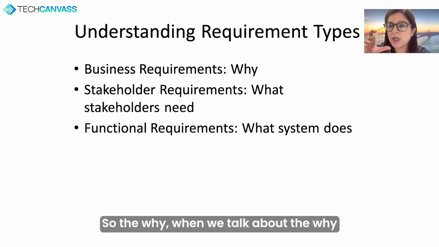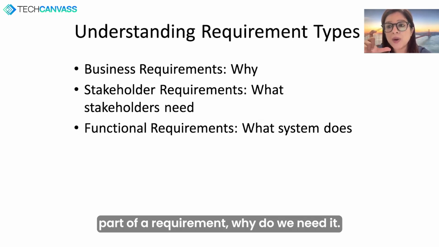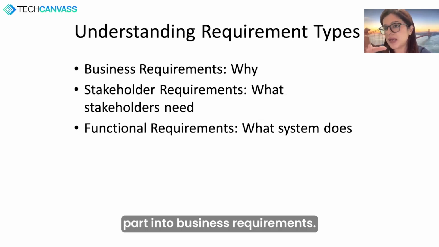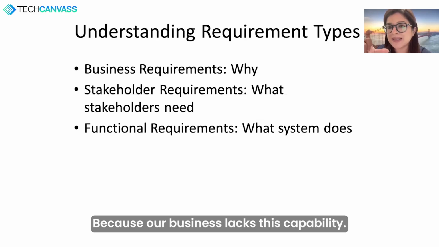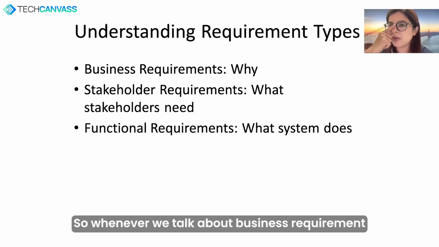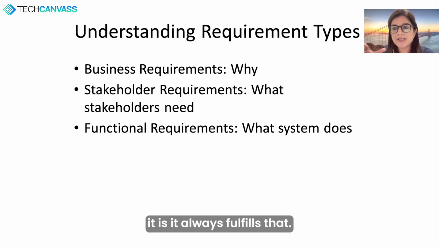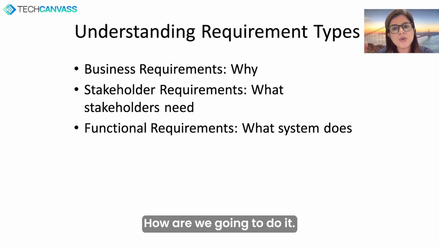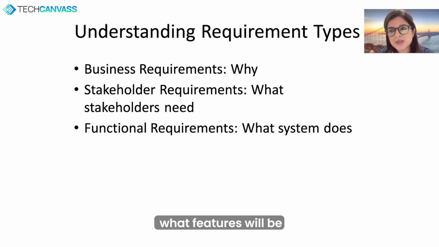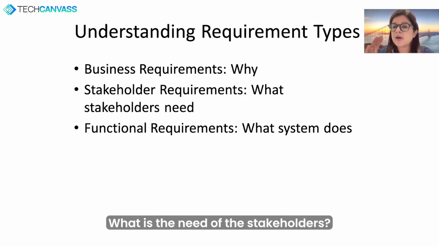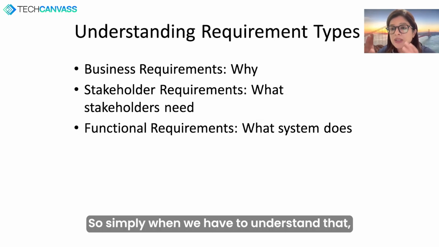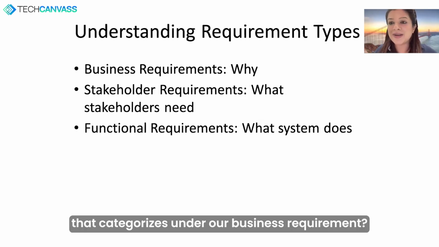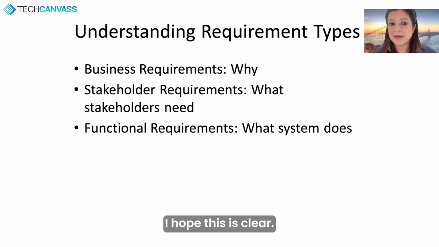So when we talk about the why part of a requirement, why do we need it, we always categorize the why part into business requirements. Why do we need this? Because our business lacks this capability. Whenever we talk about a business requirement, it always states that so and so capability is required. How are we going to do it, what features will be added into the system, what is the need of the stakeholders? None of that. Simply, when we have to understand why we are doing a certain change, that categorizes under our business requirement. I hope this is clear.